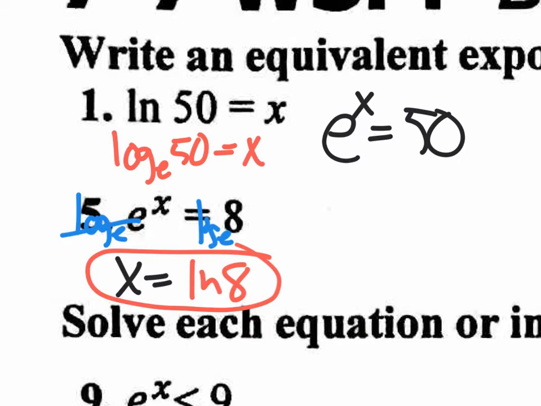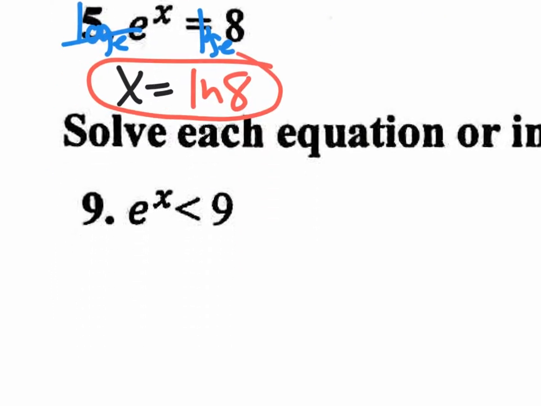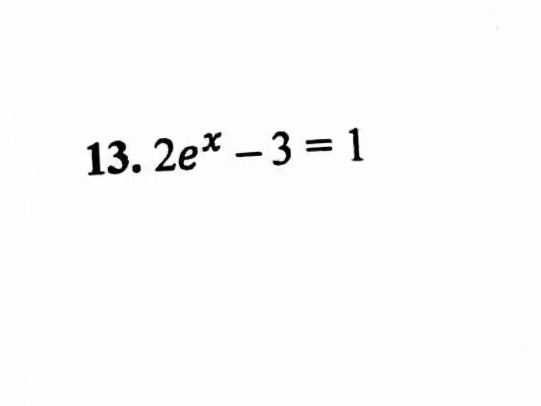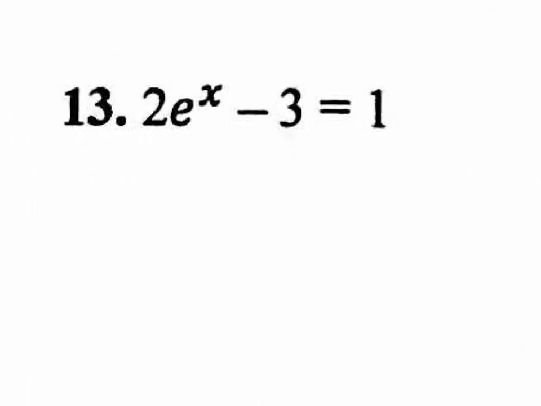Okie doke. Let's jump to some of these questions down here. It's the same exact concept. Number 13, what do you do? You're going to add 3.